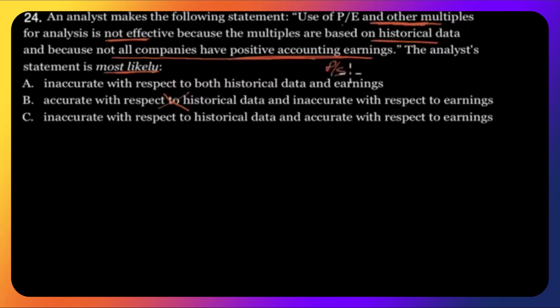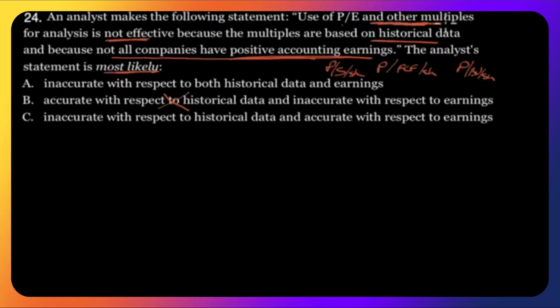Price to sales, price to free cash flow. This is sales per share, cash flow per share, price to book value per share. None of those require positive accounting earnings.